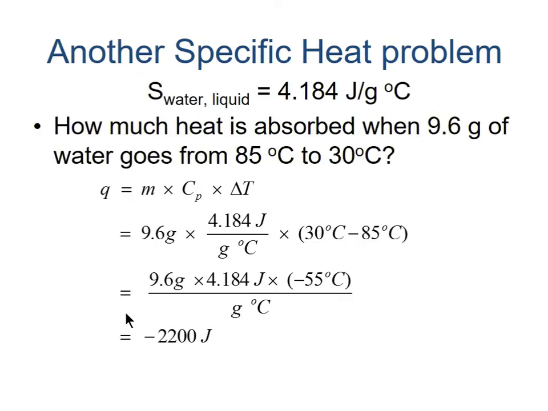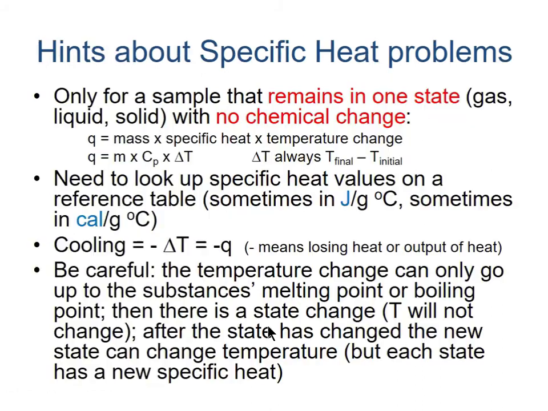Here's a different version. How much heat is absorbed when 9.6 grams of water goes from 85 degrees Celsius to 30 degrees? Note that I'm actually decreasing in temperature, so I use my final temperature of 30, but my initial temperature is 85, and I'm going to get a negative delta T, which results in a negative answer. So since this was written as how much heat is absorbed, this is talking about the definition of Q, I would enter negative 2200 joules. But if it had said how much heat is released, since Q is defined as an absorbing of heat, if it's released, I would need the negative of negative 2200, which would be entering a positive value.